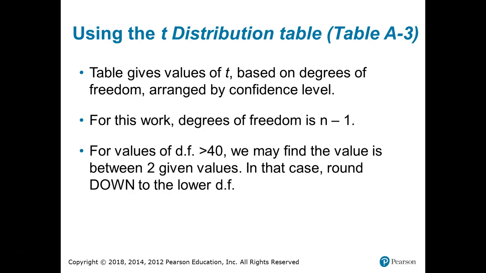So if your n was, say, 43, your degrees of freedom would be 42, which means that you would round down to 40. And you don't use rounding as if it was 43, you would not round up to 45. If it was 43 for degrees of freedom, you would still round down to 40.